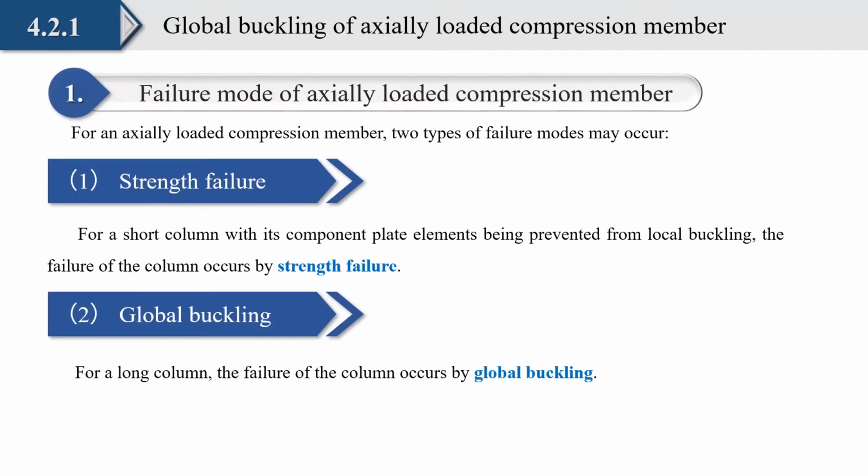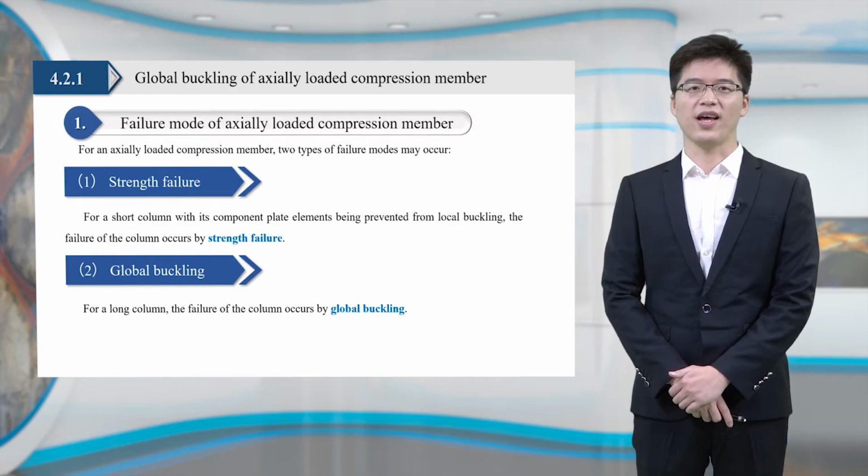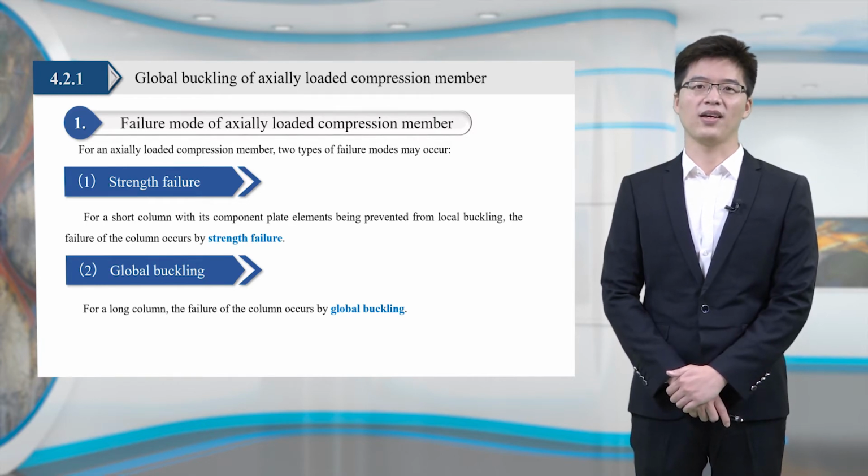For an axially loaded compression member, two types of failure modes would occur. Firstly, for a short column with its component plate elements being protected from local buckling, the failure of the column occurs by strength failure. Secondly, for a long column, the failure of the column occurs by global buckling.